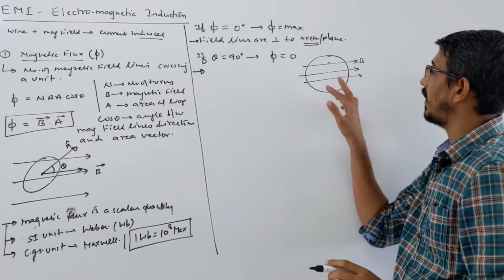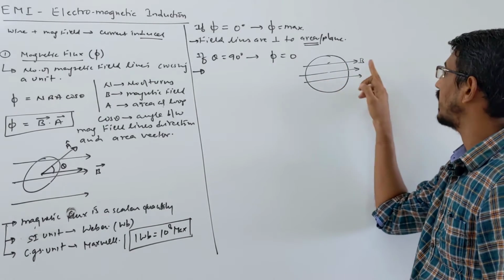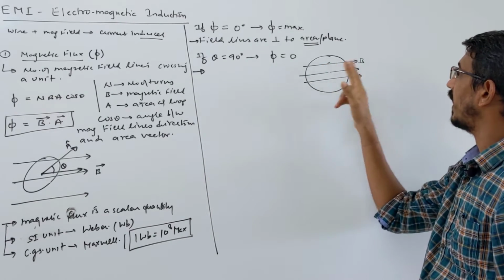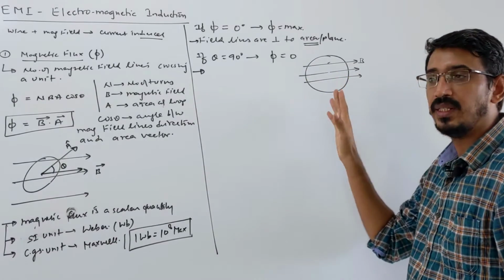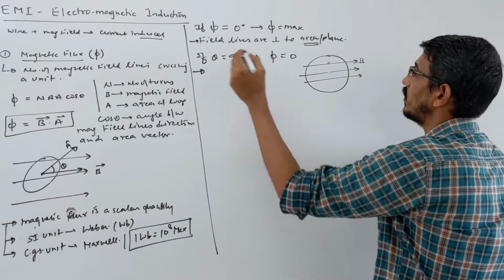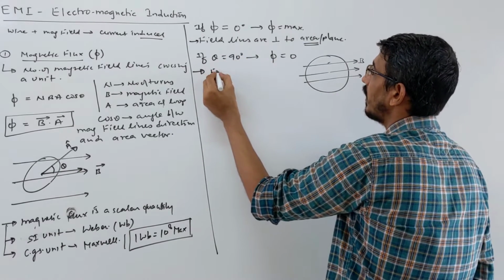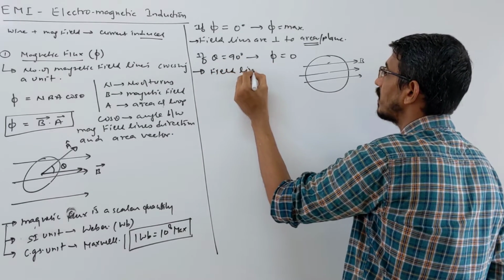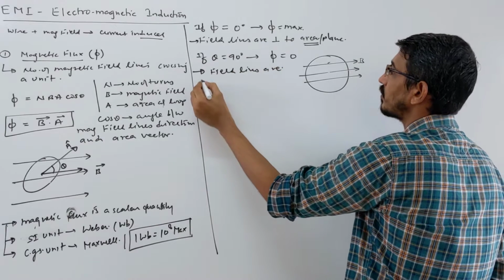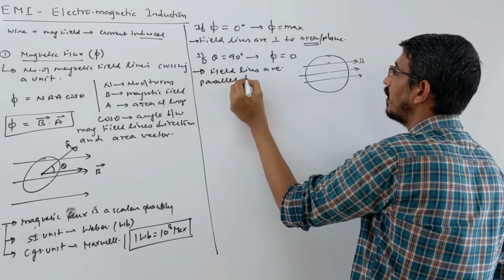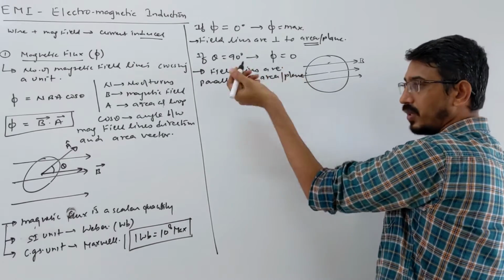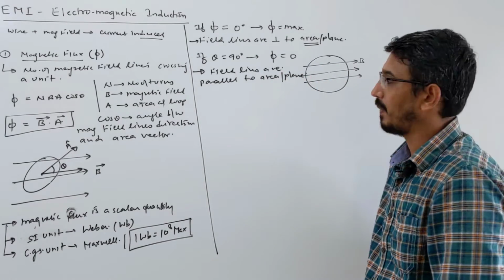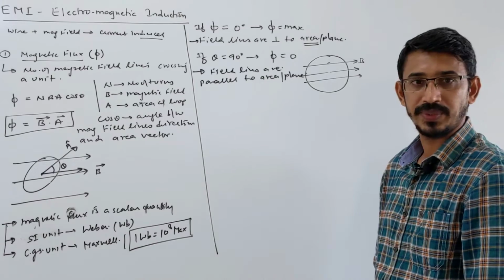How do you say that? How are the plane and the magnetic field placed? Magnetic field lines are parallel to the plane, so they are not crossing the plane or the area. So there is no magnetic flux. So field lines are parallel to the area, or you say plane, or they are in the plane. Then no flux will be produced, correct?